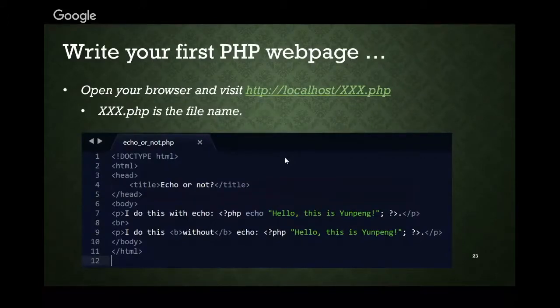So if you already installed the WAMP, LAMP, or MAMP stack, and if you put your file inside the Apache2 /htdocs folder, then let's say that your file name is equal_all_not.php. Then if you open your browser and type http://localhost/equal_all_not.php, you can see the web page.